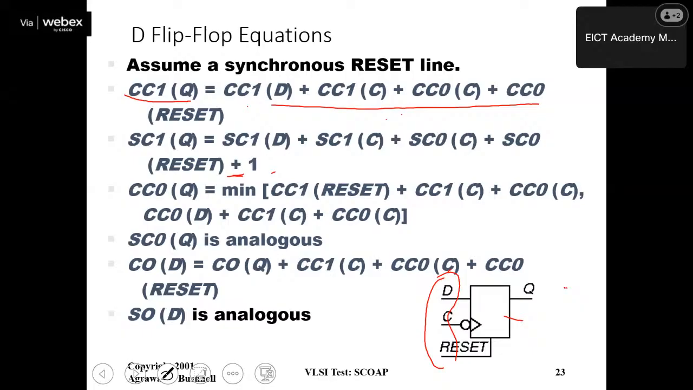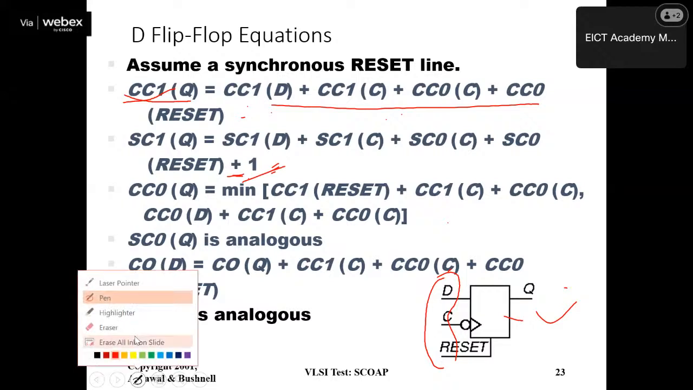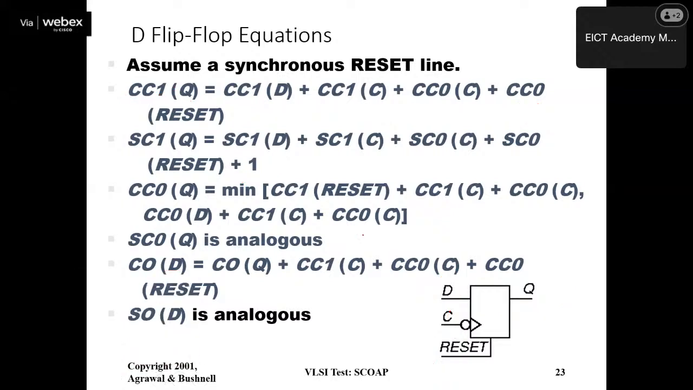Combinational means all the things related to combinations you have to apply in the formula, but plus 1 only when this is the corresponding circuit. If it is a combinational circuit, you have to do plus 1 in the combinational controllabilities. If it is a sequential circuit, you have to do plus 1 in the sequential controllabilities. So since it is a sequential circuit, the combinational data is not made plus 1, but the sequential controllabilities are made plus 1. That is the take on this.